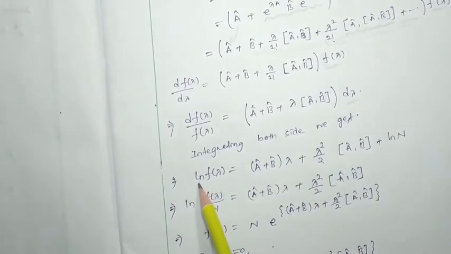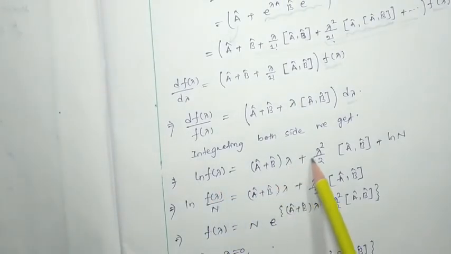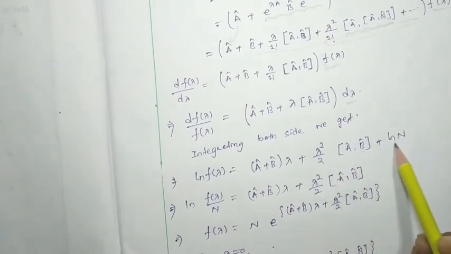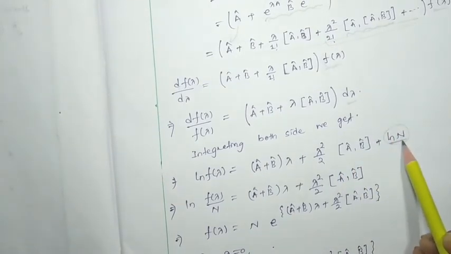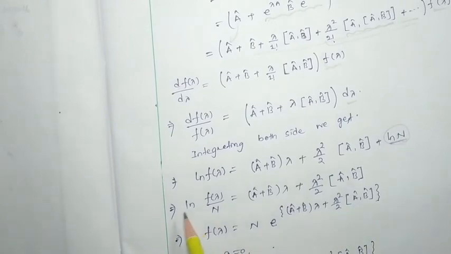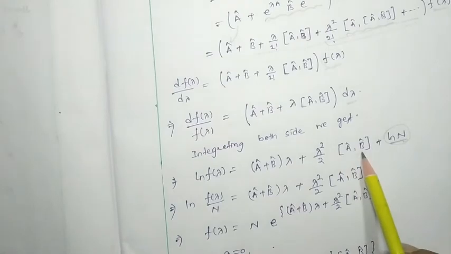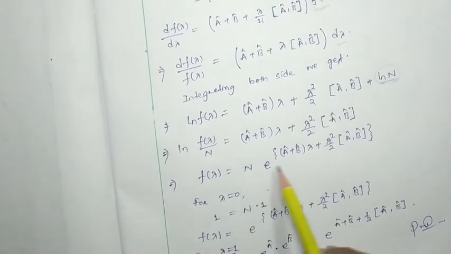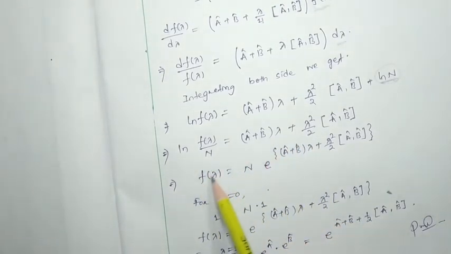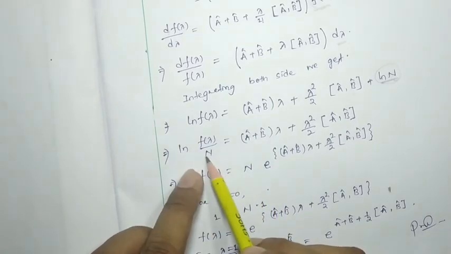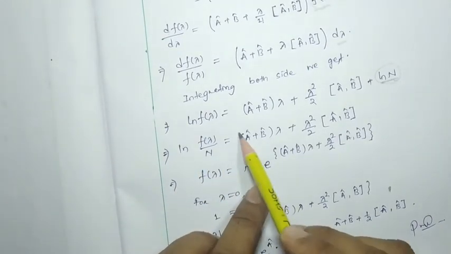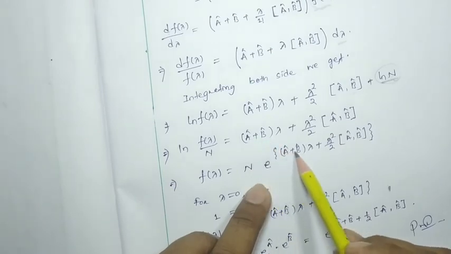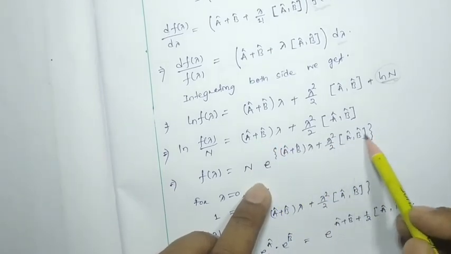What are we going to get? ln f lambda equals a cap plus b cap times lambda plus lambda square by 2 times the commutator of a cap and b cap, plus ln n, where n is a constant. So if I take ln n to the left side, it will be ln f lambda by n equals a cap plus b cap times lambda plus lambda square by 2 commutator of these two operators. So now f lambda will be n into the exponent of this whole term, that is a cap plus b cap times lambda plus lambda square by 2 the commutator of a cap and b cap.